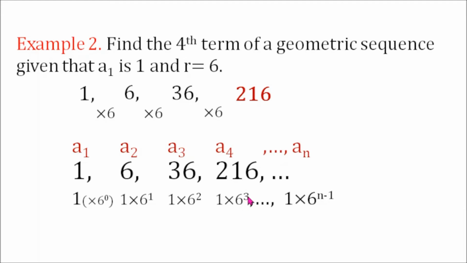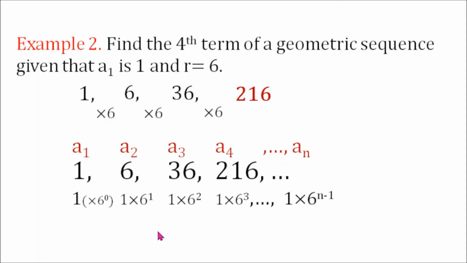So we have seen a pattern here. For a sub 4, the exponent is 3. For a sub 3, the exponent is 2. For a sub 2, the exponent is 1. And for a sub 1, the exponent is 0. So this means for a sub n, the exponent is n minus 1.